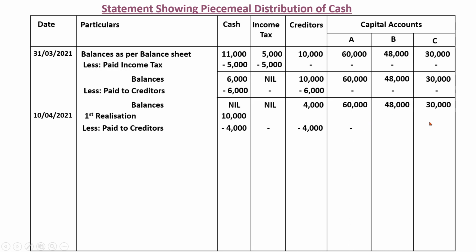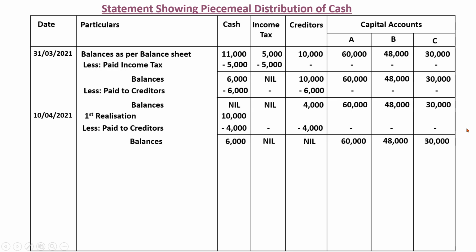And capital accounts, no, we are not going to make payment to them right now, because first we need to pay all the third party liabilities and then we'll decide about the capital repayment. Okay, so here from 10,000 we are going to make payment of rupees 4,000. So 10,000 minus 4,000 gives us 6,000. So 6,000 is available cash now. Then income tax is already nil, and now creditors are also nil because we have paid off all the 10,000 rupees of creditors here. And the capital accounts are 60,000, 48,000, and 30,000.